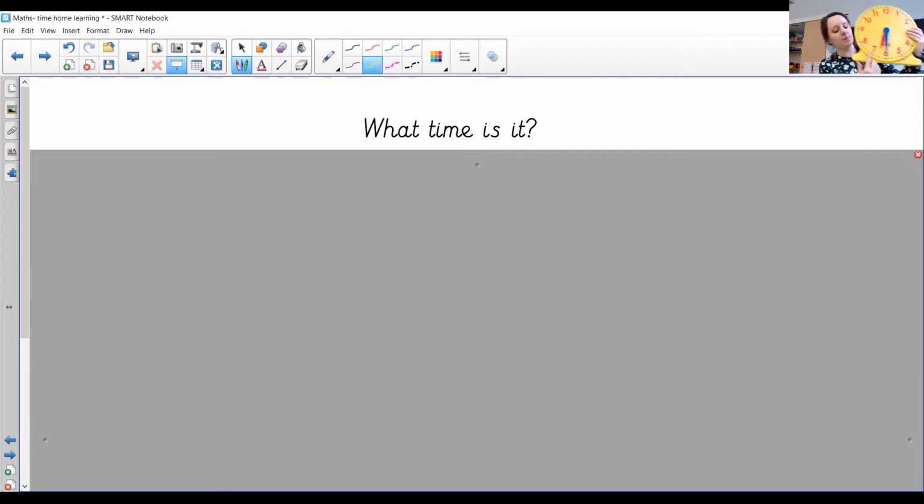My long hand is pointing down to this 6 because it is a half past time. But also, my short hand is just past the 6 as well because it is 6:30. On its way round to 7 o'clock, but it's not there yet. It's 6:30. Well done. I've had lots of different times to learn over the last 2 days, so you're doing a good job.